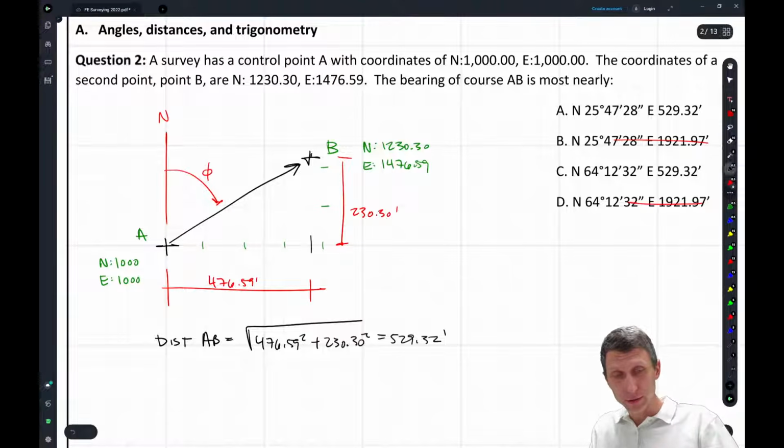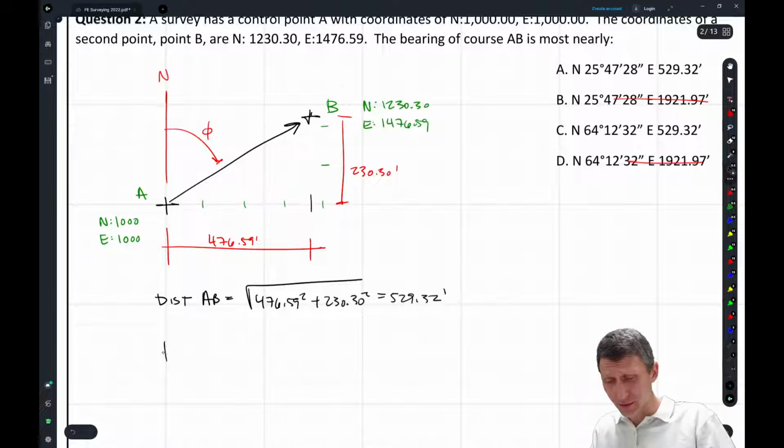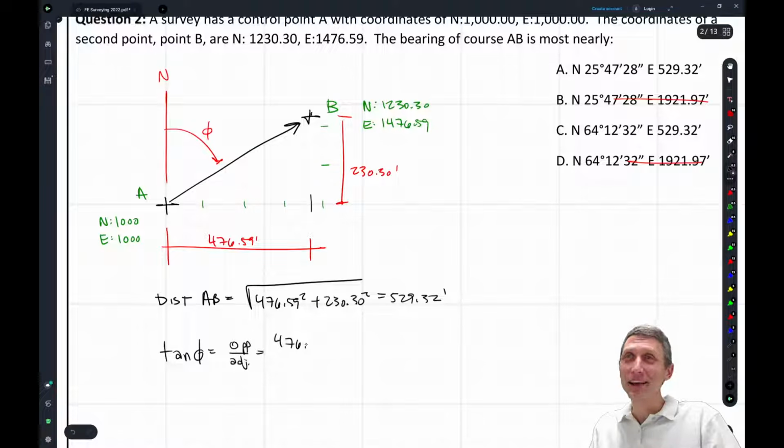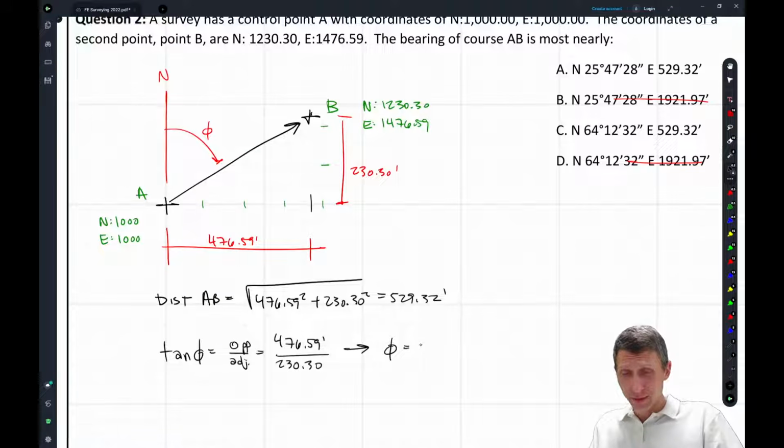So if I do some basic kind of algebra here, or I'm sorry, trig here. So tan phi is going to equal what? Well, this is the opposite over the adjacent, right? Which is going to equal 476.59 divided by 230.30. And when we're all done, we get phi equal to what? Well, let's just do it and make sure I didn't screw this one up. So tan inverse of 476.59 divided by 230.30. That gets me to about 64.2.